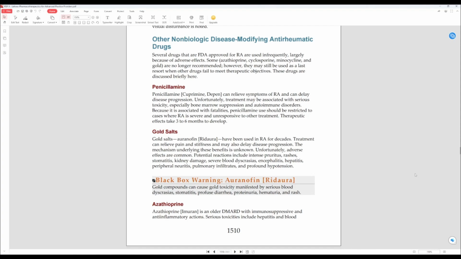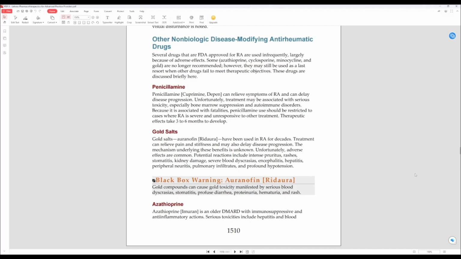Gold salts, such as auranofin, or Ridaura, have been used for rheumatoid arthritis for decades. Treatment can relieve pain and stiffness, and may also delay disease progression. The mechanism underlying these benefits is still considered unknown. Unfortunately, adverse effects are common.